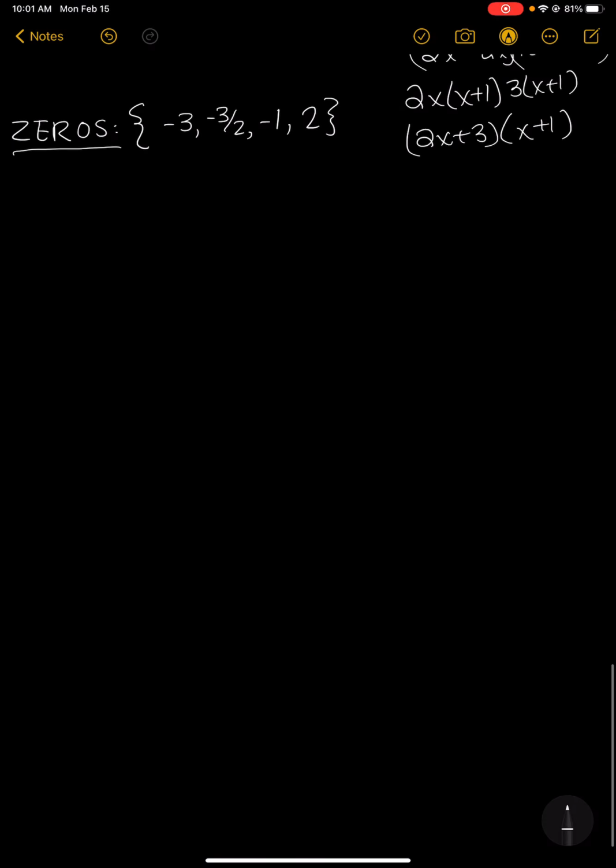Alright, so we've got two more examples. I quit recording too early. I forgot to flip the page. Alright, so last two, find all zeros of the function.